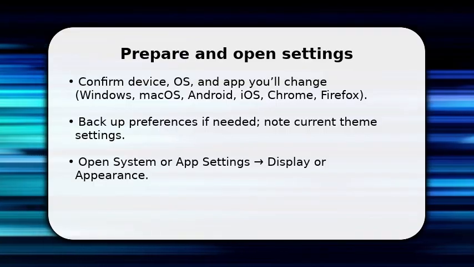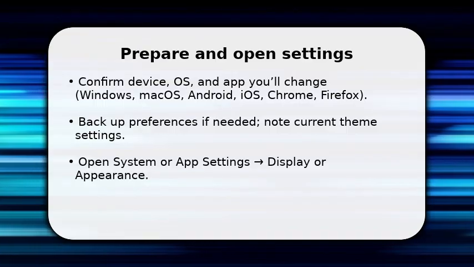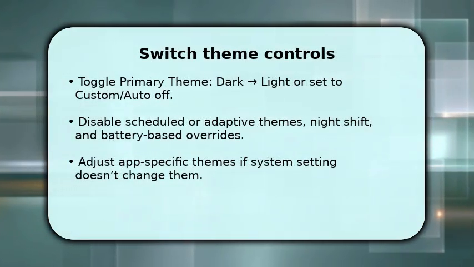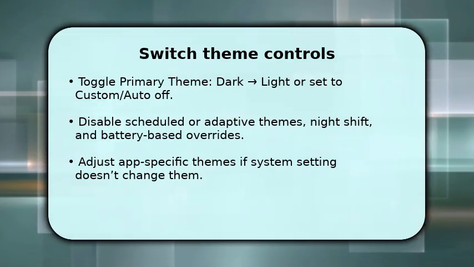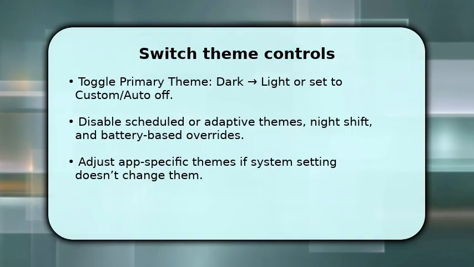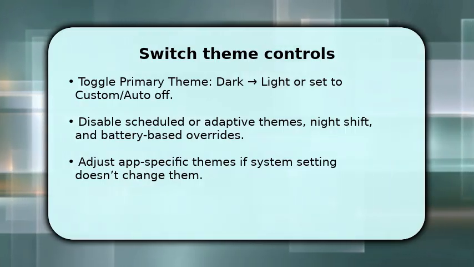These affect behavior. Now that you're on the right screen, you're ready to flip the primary control that governs dark versus light themes. You now change the actual theme control. Flip dark to light, pick a custom theme, or deactivate auto so it won't revert. If there's a schedule or adaptive setting like night shift, disable it because those re-enable dark mode at sunset.